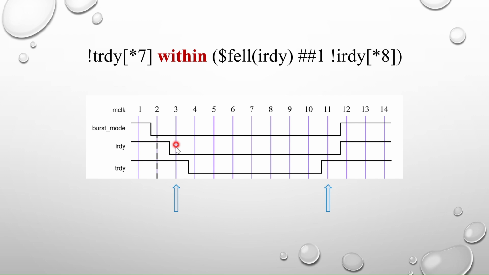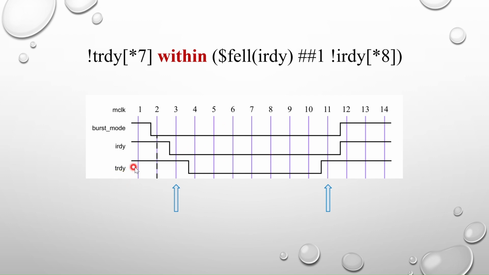So the sequence starts from the 3rd clock cycle. When it goes from high to low, in the next subsequent clock tick, that means from here, it should be low for 8 clock cycles: 1, 2, 3, 4, 5, 6, 7, 8. So in the 11th clock tick, it completed the 8 repetitions. So in this interval from the 3rd to the 11th clock tick, we need to check whether TRDY is low for 7 times or not.